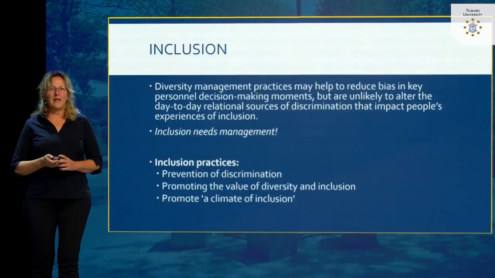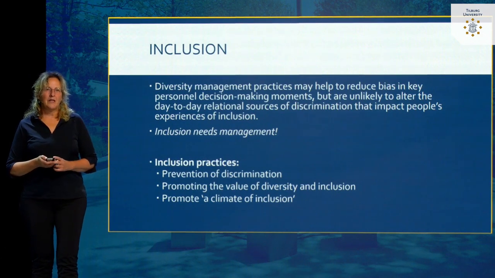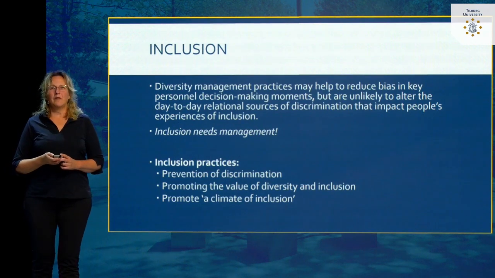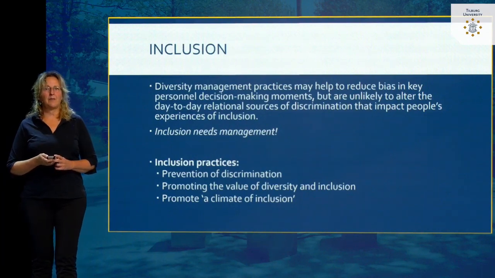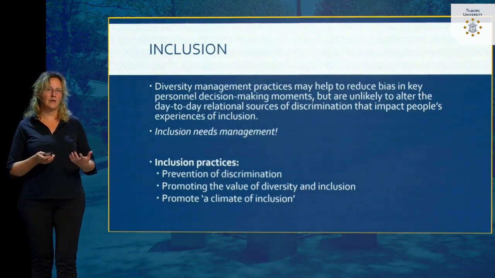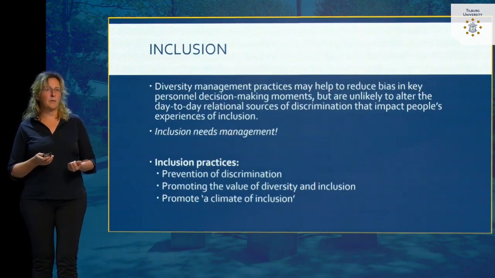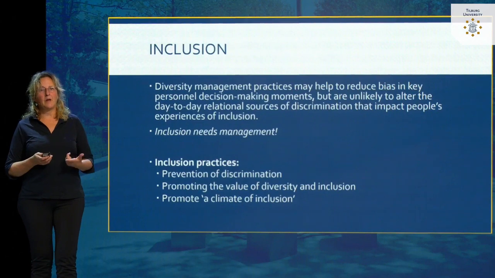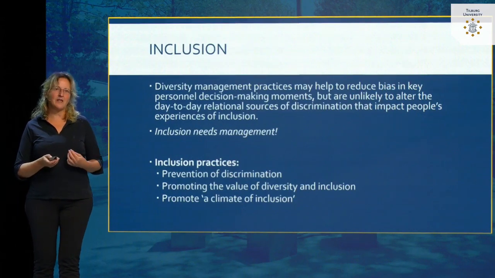So inclusion is the diversity management practices that help to reduce bias in key personnel decision-making moments. However, diversity management is unlikely to alter day-to-day relational sources of discrimination that impact people's experience of inclusion. So you really, really, really need to manage inclusion. It's not going to happen automatically. Examples of inclusion practices: it starts with preventing discrimination, but then on top of that, make sure that you promote the value of diversity and inclusion. Make sure that there is a climate of inclusion, that everybody feels appreciated for who they are.